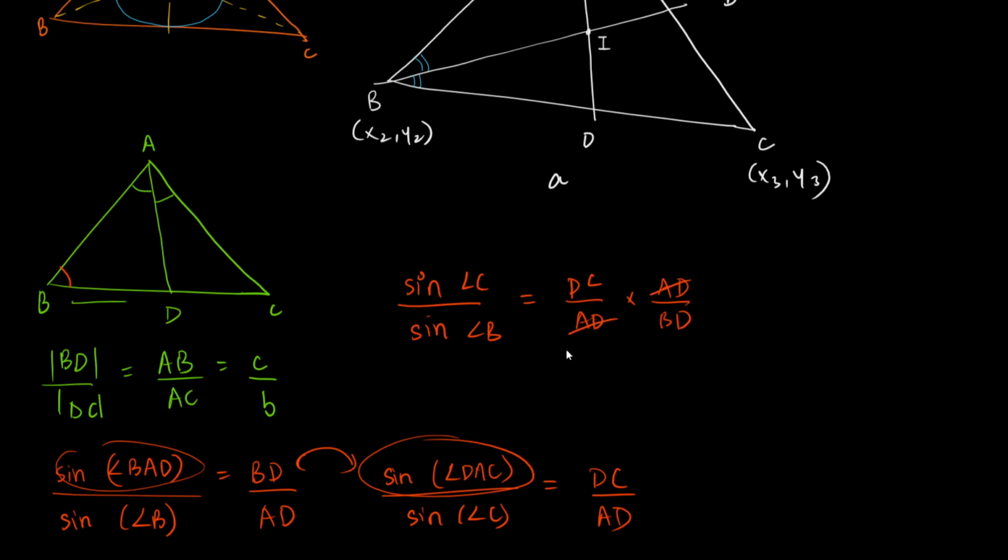You cancel the ADs because they're the same thing, and you get DC by BD. That's okay. And also, since B and C are themselves a part of triangle ABC, using the sine rule again, we can write this as small c over small b. Opposite to angle C, you have the side small c, and opposite to angle B, you have the side small b. So yeah, I guess I've not committed any major mistakes.